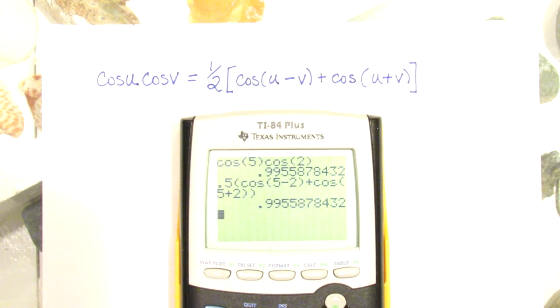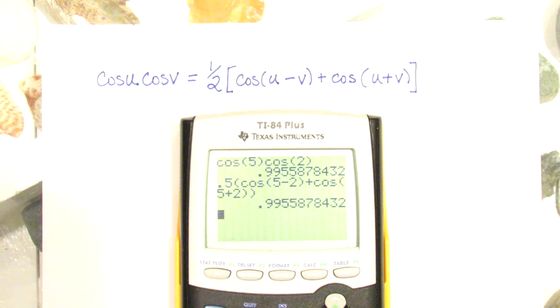1/2 times the quantity cosine of u minus v plus cosine of u plus v. I picked 5 and 2. My calculator is actually in degree mode from something I was doing earlier. So 5 degrees and 2 degrees are just random angles. There's nothing special about those angles.